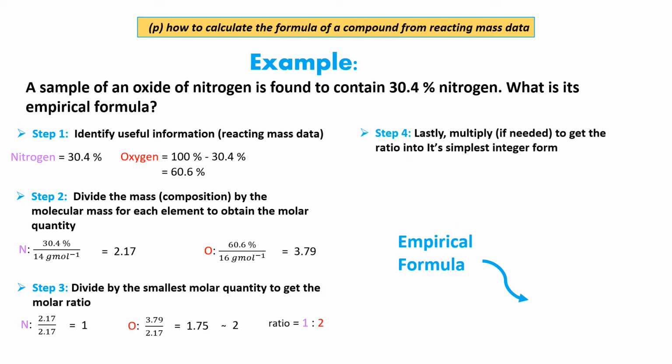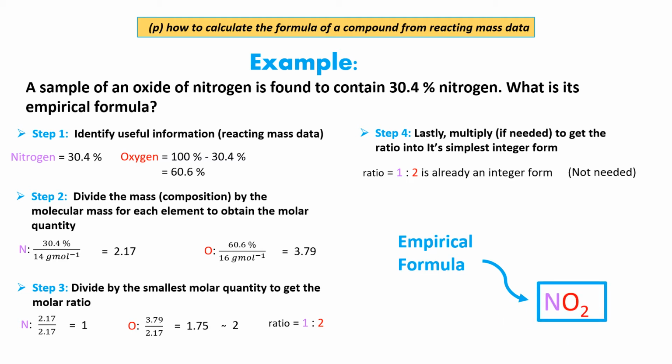You might have needed the last step in order to get the formula into integer form, but it's already in integer form, so it is not needed. And so the empirical formula of the substance is NO2.